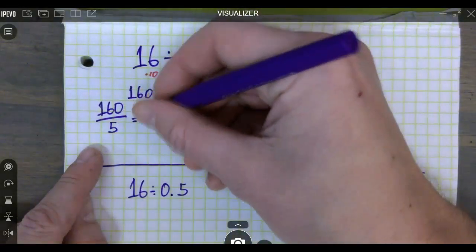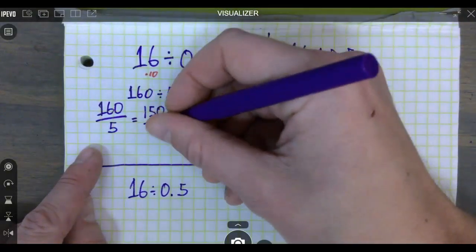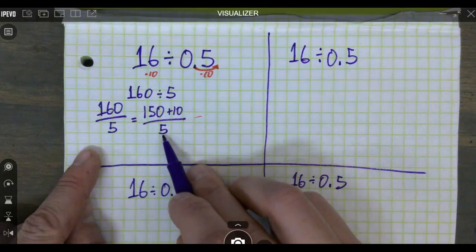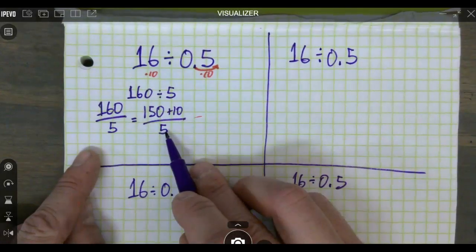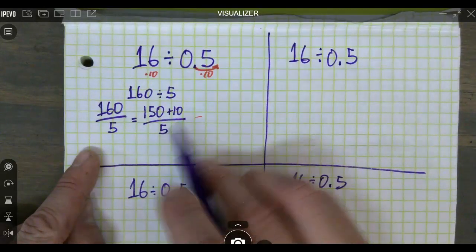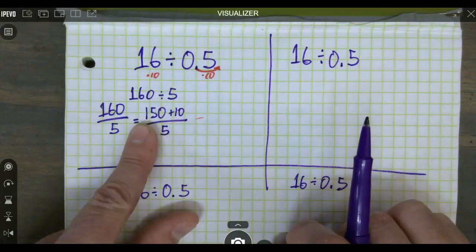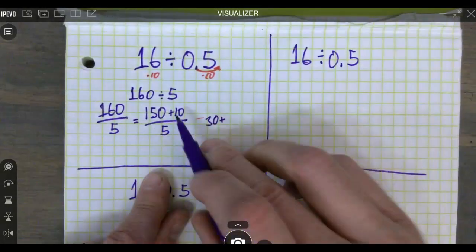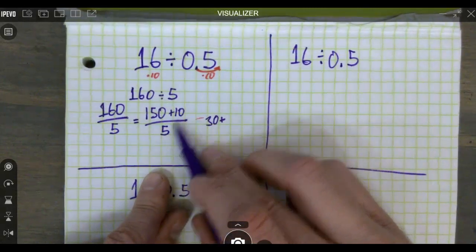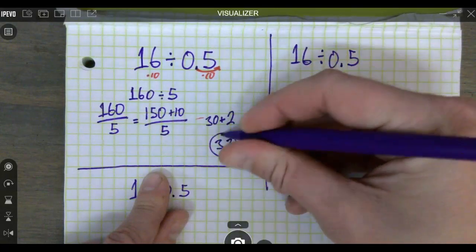Guys, what if I think about this as 150 plus 10? How many 5s are in 150? 15. Guys, cover the 0. How many 5s are in 15? 3. Put the 0 back on. We get 30. How many 5s are in 10? 2. So here we got 32.